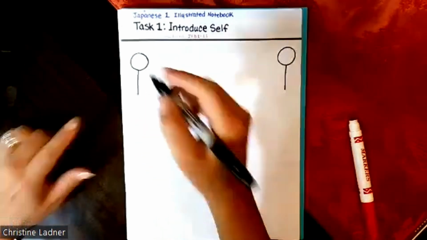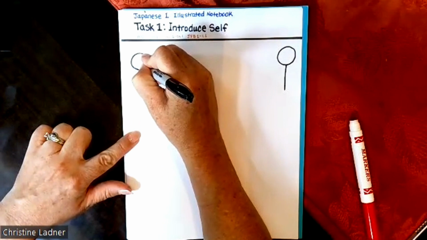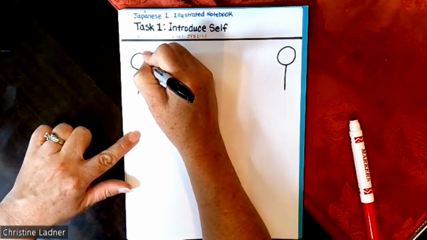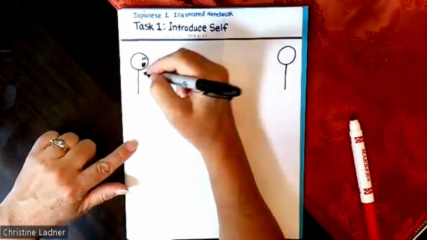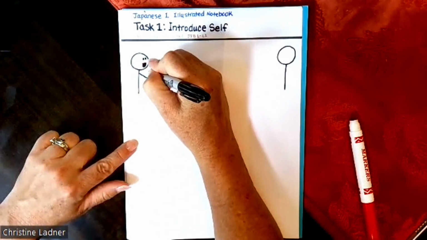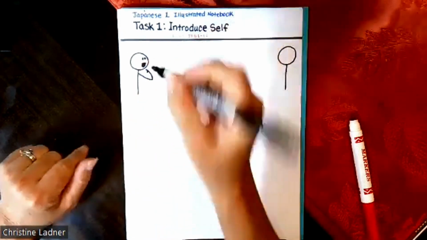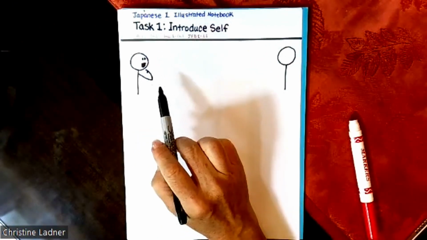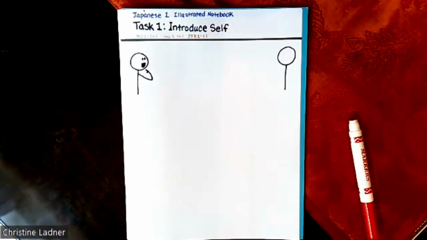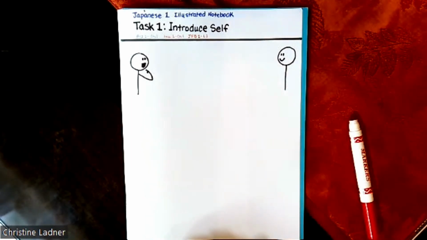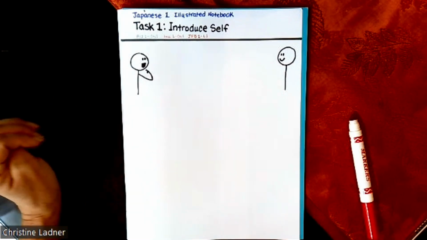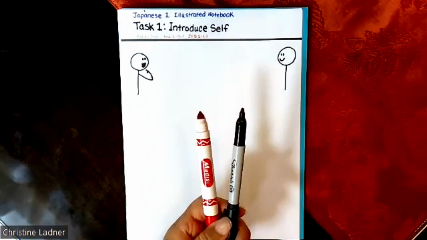So this person's mouth is open. And they're pointing to themselves. Not really because that's what people do, but more so that you know they're talking about themselves. And this person is just listening. I'm not doing any bowing in this illustration because that will be dealt with in a different video.